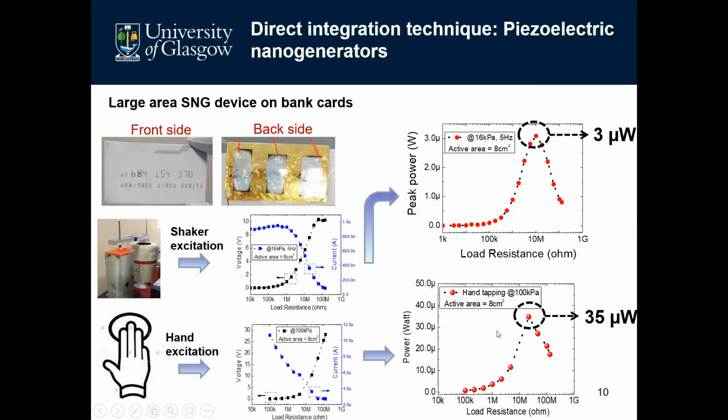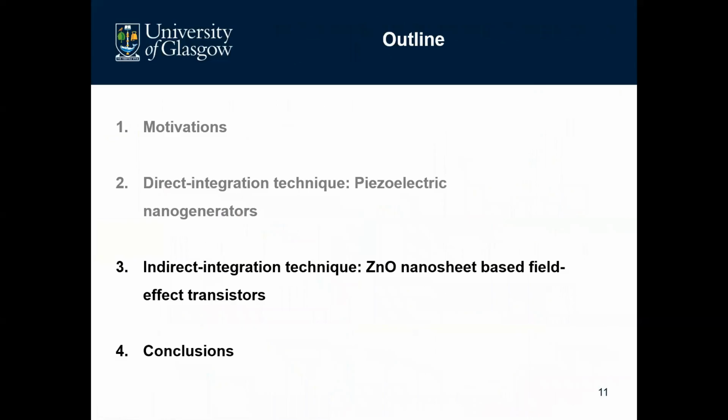And then we have used a shaker and hand excitation to see the power generated. And as we can see, with higher forces, using hand tapping, we can reach up to 35 microwatt of power, which we have used to power portable electronics such as LCDs, which is not shown here, but we can successfully power them.